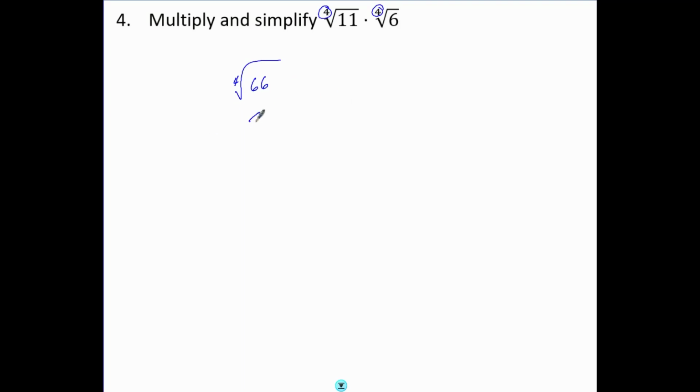If we could split this up into maybe the fourth root of 11 and the fourth root of 6, but neither of those are perfect roots, so we don't want to split them up, and there's no other way you can really split up 66 to get a perfect root, so we're just going to leave it fourth root of 66.